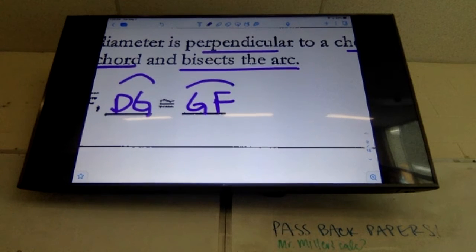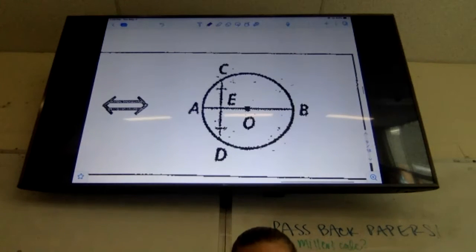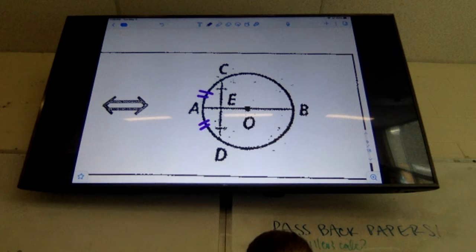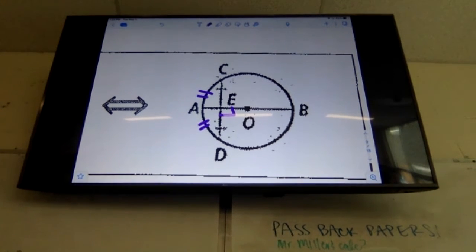Now, the converse of this is not that the arcs are congruent, so then the sides are congruent. It actually means if I know that these little segments are congruent, I can say that the arcs are congruent, but more importantly, I know that the diameter is what to that chord? Perpendicular, so I can throw a little right angle in there. So if I know that the diameter AB bisects chord CD, because CE and DE are congruent, that means I've got a right angle at E.